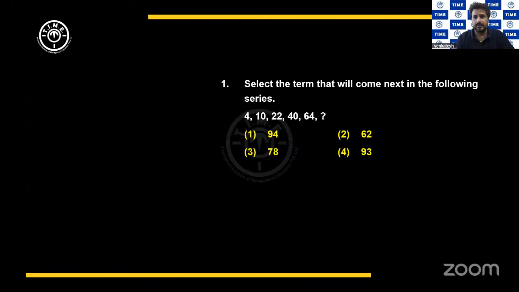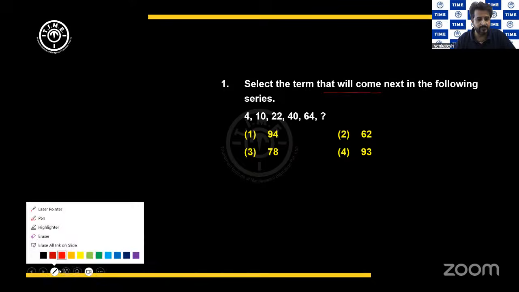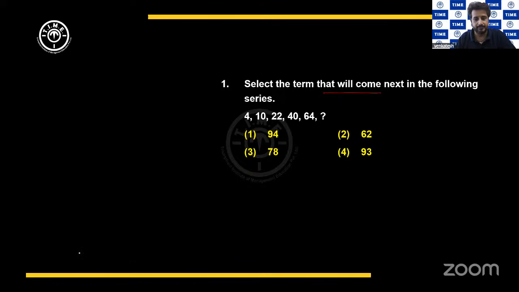Right. Directly, let's start with the topic. The first question on the screen is number series questions. Select the term that will come next in the following series. So here the numbers are very simple numbers: 4, 10, 22, 40, 64. And they're asking us to find what is the next number in the series.